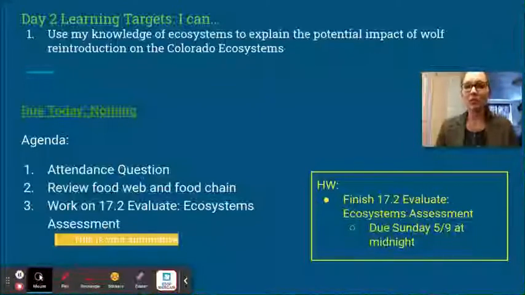So today you guys are getting a chance to work on your summative assessment for the ecosystems unit, which is 17.2, evaluate ecosystems assessment. And your learning goal is that you guys can use your knowledge of ecosystems to explain the potential impact of wolf reintroduction on the Colorado ecosystems.